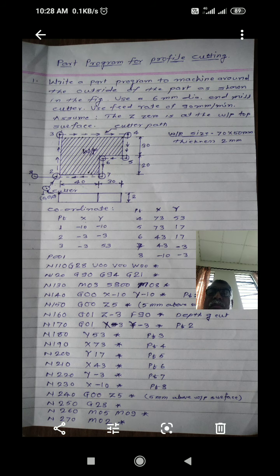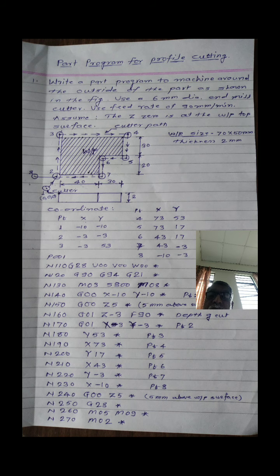Then move the tool from point 5 to 6. What are the coordinates of point 6? 43, 17. Means the y coordinate remains the same. Okay, you just have to move the tool along the x-axis. For that purpose, you have to measure the coordinate from the work zero point, that is 43. Just mention the x coordinate, the target point of the tool, N210, X43, end of the block.